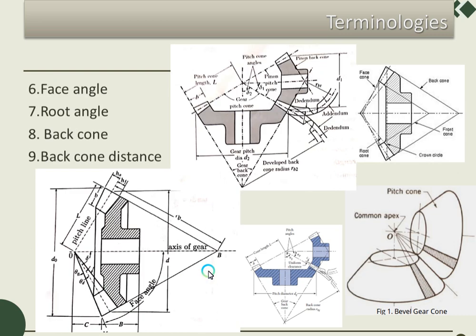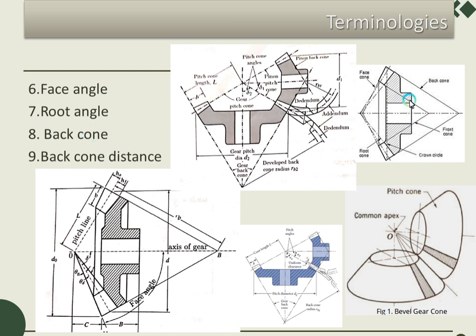Similarly, we have face angle. Face angle is from the outer surface of the tooth to the axis of the gear. We call it the face angle. Similarly, root angle. Root angle is the angle made by the tooth bottom surface, you can see this is the bottom surface of the tooth, and the axis of the gear. We call that the root angle. And similarly, back cone.